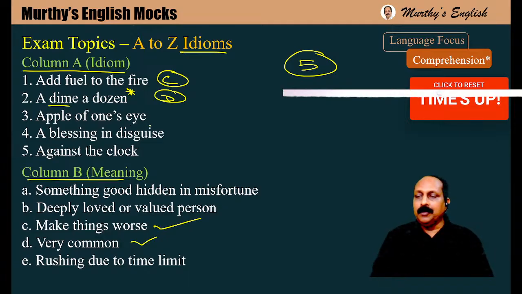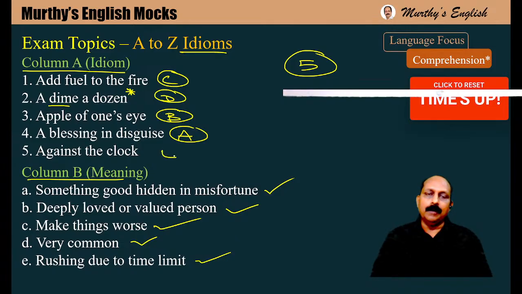Apple of one's eye. They have given many a time. If you take an office workplace, imagine there's a manager. He likes a particular employee. Then we say he is the apple of the manager's eye. Based on that, deeply loved or valued person. B is the answer. A blessing in disguise I use quite often. Something initially negative but later positive. Something good hidden in misfortune. Answer is A. Against the clock. Race against the time. Race against the clock. Rushing due to time limit. So you are left with E.